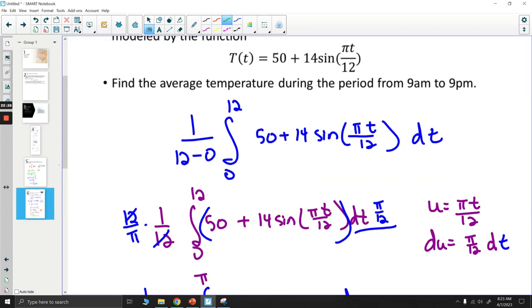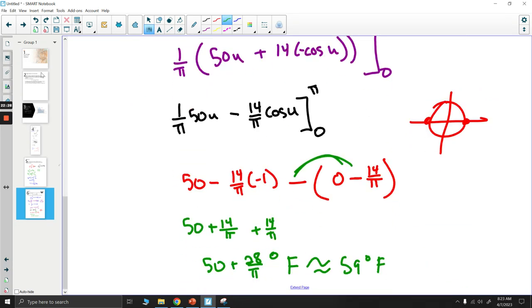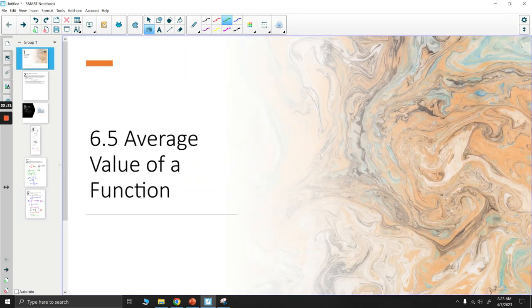All right. So that is our average value of a function. Again, nothing too difficult. We're just taking area and dividing by its width, but it is a pretty interesting use for our integrals, and pretty simple thing too. So anyway, thanks for watching.